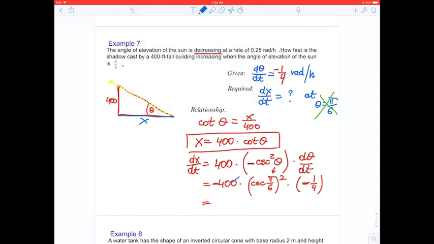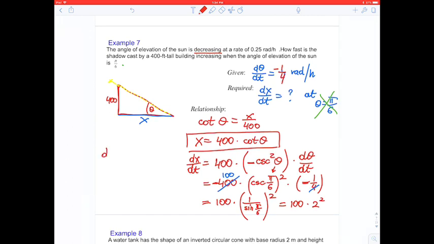I can simplify 4 and 400. We will get 100. Negative and negative is positive, 100. And now cosecant is 1 over sine. 1 over sine of pi over 6 to the power of 2. Sine of 30 degrees is 1/2. Reciprocal of 1/2 is 2. Okay, that means I have 2 squared is 4. 4 times 100 is 400.